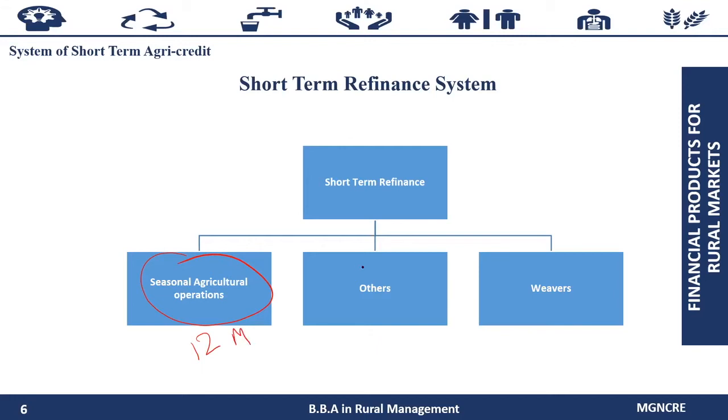In short-term refinance for others, the limit would be provided for different purposes like agriculture and allied activities, crop marketing, the fishery sector, industrial cooperatives, labor contracts, and various other things. So in others, all these things come.